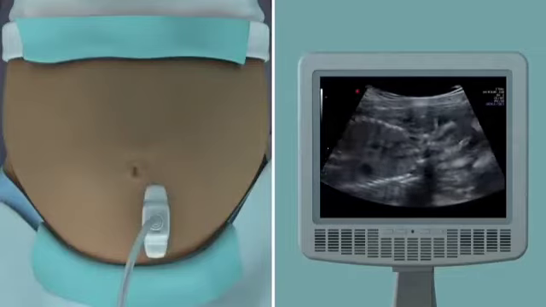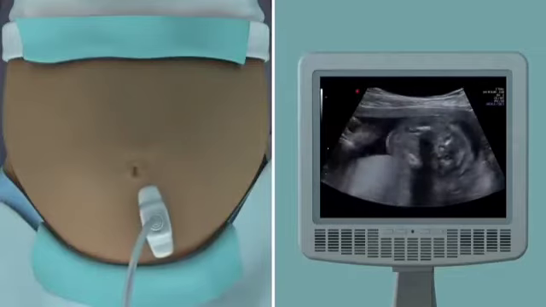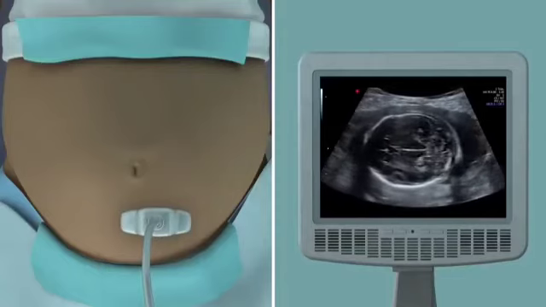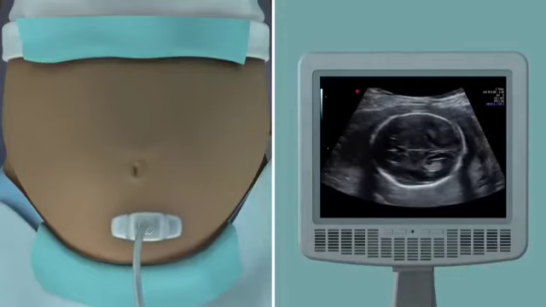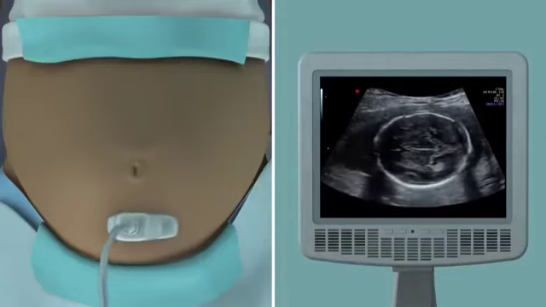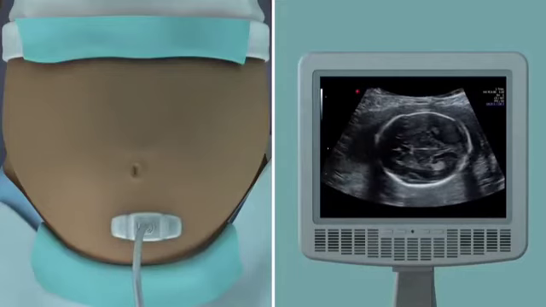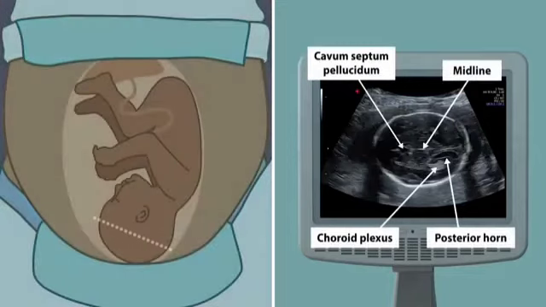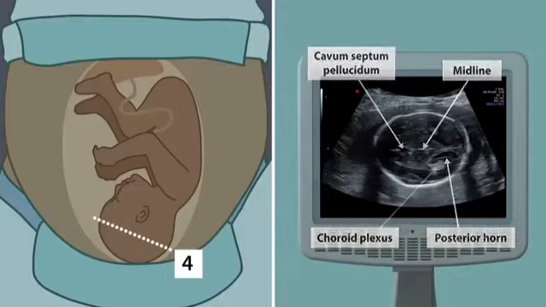From the longitudinal axis of the fetus, rotate the probe by 90 degrees at the level of the fetal head. Angle, slide, rotate, and then dip the probe to obtain the correct head shape and intracranial landmarks, which indicate the transventricular plane known as plane 4.